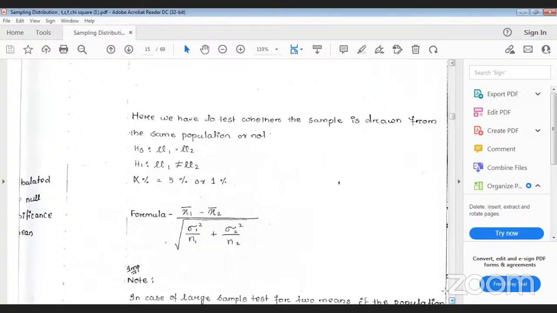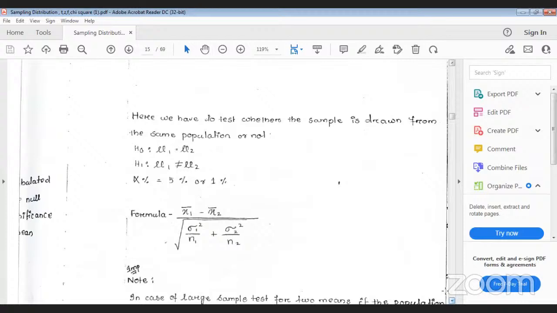In that case, it was x bar minus mu divided by root of sigma by n, but here it is x1 bar, because there are population 1 and population 2. Similarly, sample 1 and sample 2. The sample mean for Sambalpur University is x1 bar. The sample mean for Utkal University is x2 bar. Similarly, the population standard deviations are sigma 1 and sigma 2, and sample sizes n1, n2. The sample size for Sambalpur University is n1, and for Utkal University it is n2.